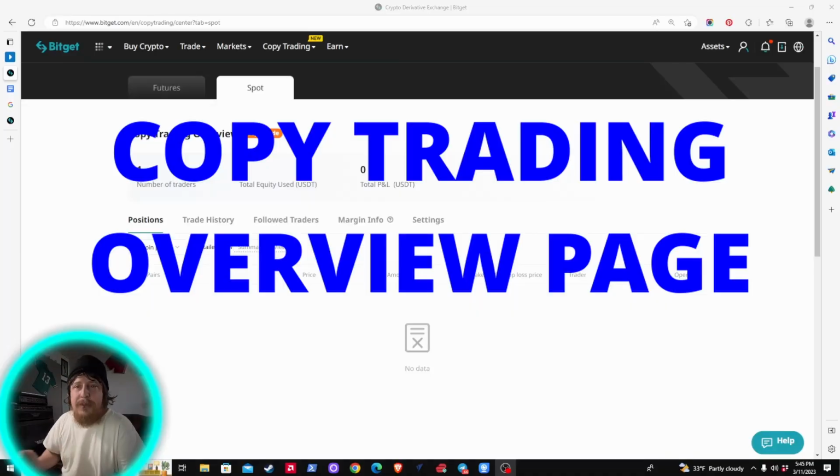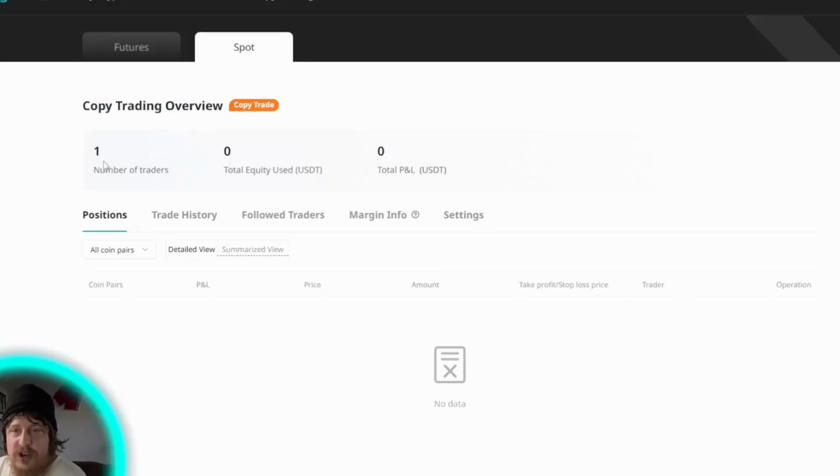And then next up, we get a pretty fancy little page that shows us more or less what our overview is for our copy trading. Shows us the number of traders we're following. In this case, it's just one. Shows us the amount of equity that we've personally used and what our total profit and loss is. Of course, I'm at 0 on both because I just started following this trader and he hasn't opened any trades on my behalf yet. And we have down here positions.